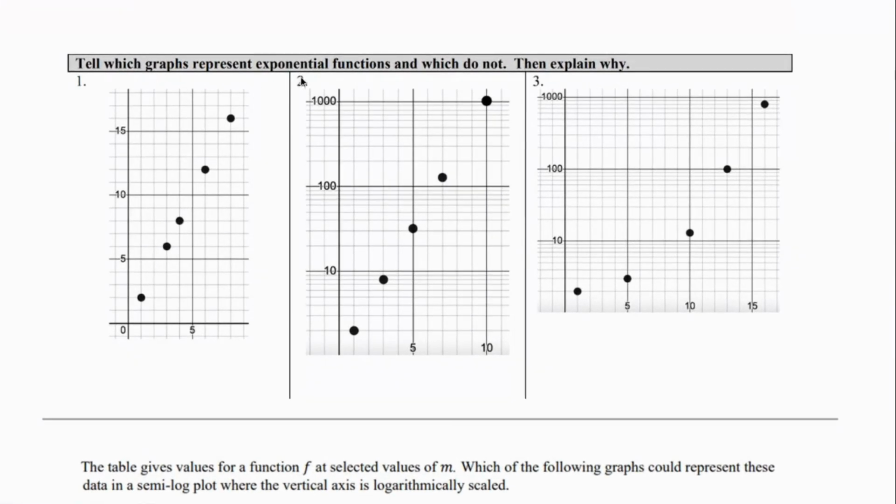Tell which graphs represent exponential functions and which do not. Well, an exponential function is going to appear linear on a semi-log plot. Oh, you're linear. But you know what? You're not a semi-log plot, so not you. You're linear on a semi-log plot. You're nonlinear on a semi-log plot, so not you. So again, it's 2 because it appears linear on a semi-log plot. You are not a semi-log plot. You are a semi-log plot, but you don't appear linear.